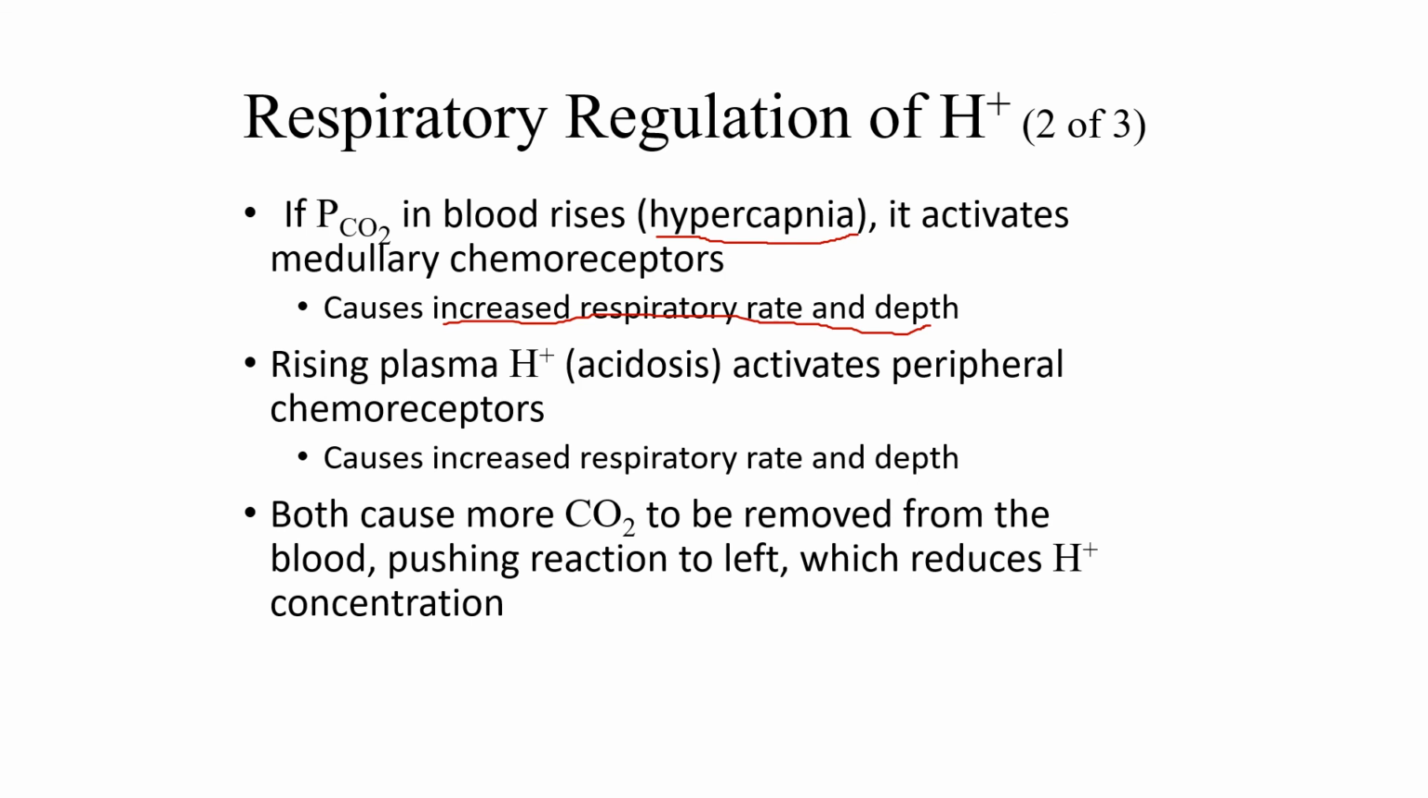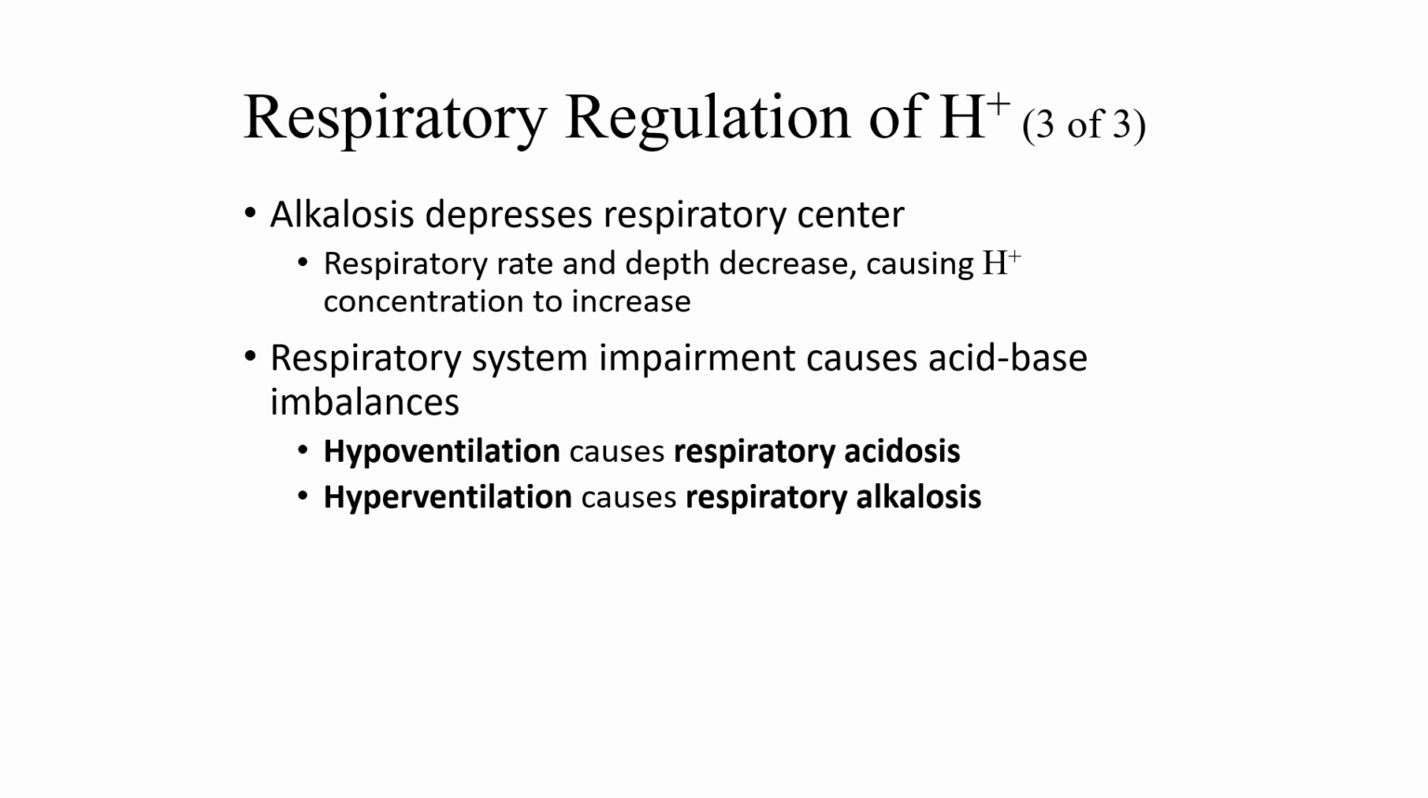Okay? Rising plasma protons, acidosis, is going to cause an increase in respiration rate and depth. You're taking in more oxygen, blowing off more CO2. So as you're blowing off CO2, you're removing CO2 from the blood, and that's going to reduce the proton concentration. If you reduce proton concentration, then you're going to increase pH. Alkalosis is going to depress the respiratory system, okay? And so you're not going to be breathing in and out as fast or as deep, and that causes an increase in proton concentration. And so that means what?